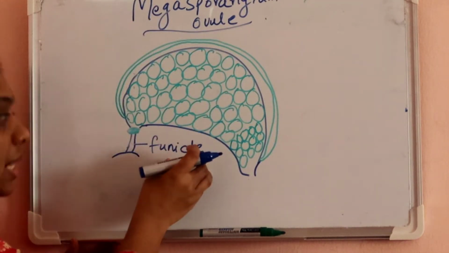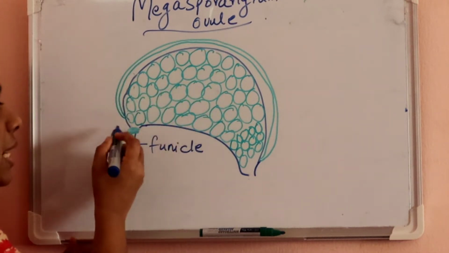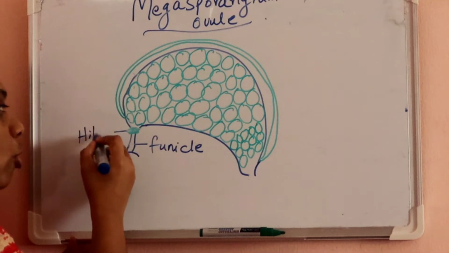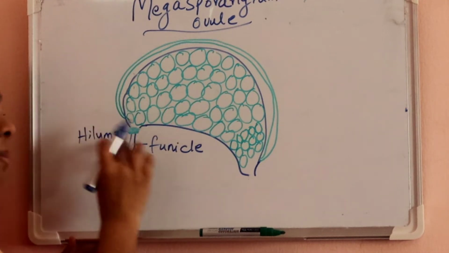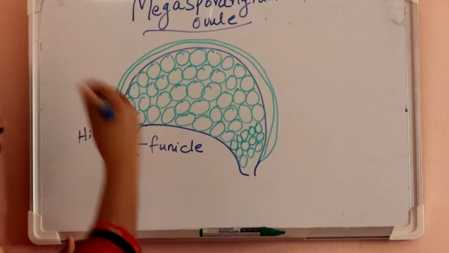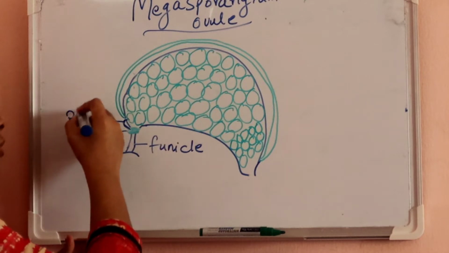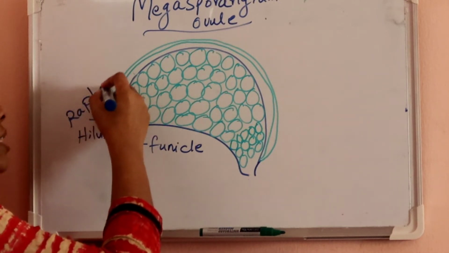So this is the funicle, and the region between the ovule and the funicle is called the hilum. Sometimes the funicle portion will extend towards the body part, and that part is called the raphe.